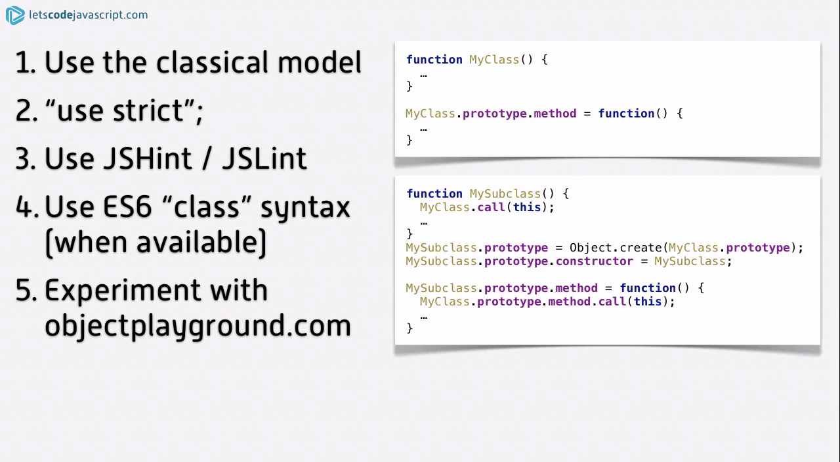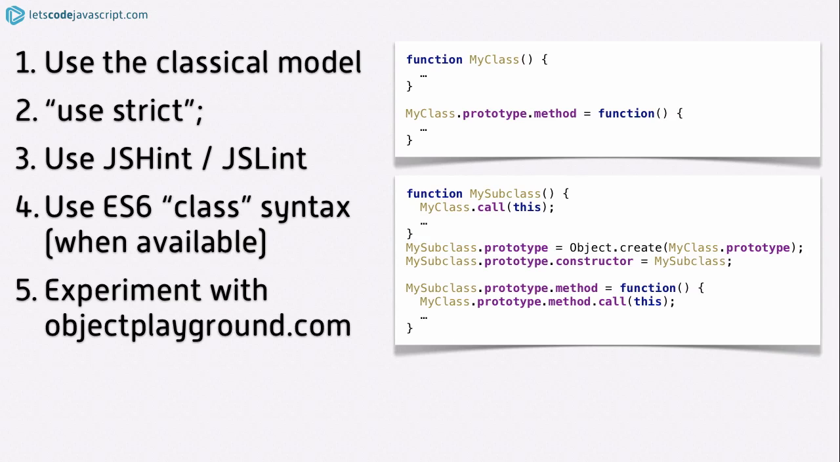Second, use strict mode. It will help prevent situations where this isn't defined properly. Third, use JSHint or some other linter. It'll help you catch cases where you forgot to use new or you used it in the wrong spot, as long as you use the convention where a class name starts with a capital letter.